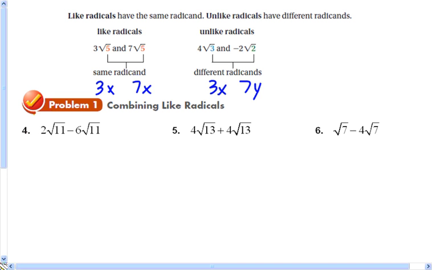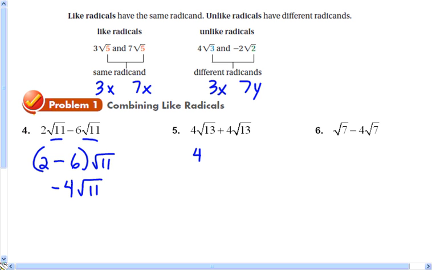So like radicals and unlike radicals are similar to that. If they have the same exact square root, then they're like radicals. So we have that here. These are like radicals, and we're going to simplify that. And I'm going to use the distributive property to do that. This is equivalent to 2 minus 6 in parentheses times the square root of 11. So the square root of 11 is distributed and multiplied by both 2 and 6. And 2 minus 6 is negative 4. So I can just write that as negative 4 times square root of 11.